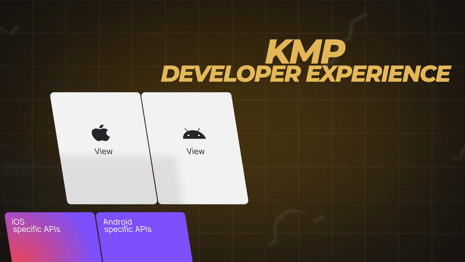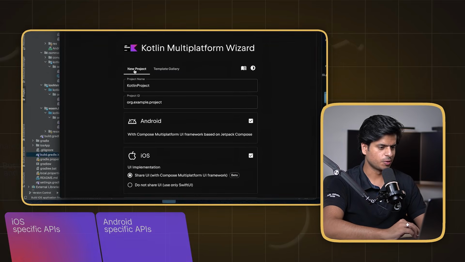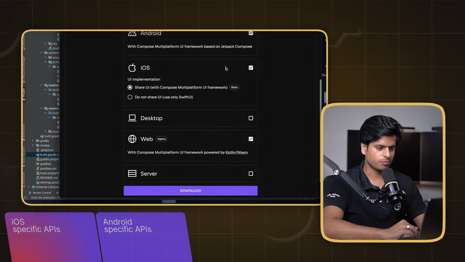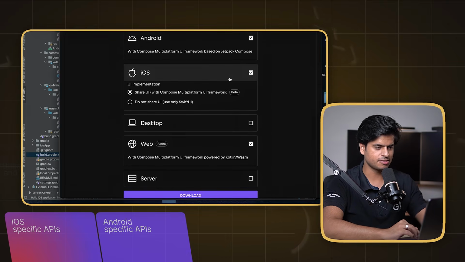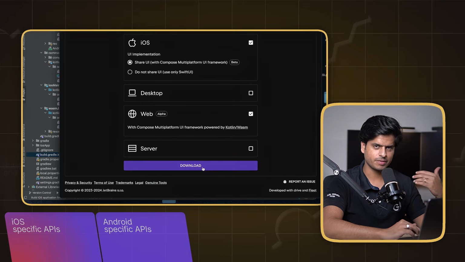Okay, let's talk about KMP developer experience now. I recently started with KMP, and the first page that they've built is really amazing. You start with this Kotlin Multiplatform wizard. You can add your project name and project ID, and from here itself, on this web page, you can select what platforms you want to cover. The moment you hit download, the project will be downloaded and you will be able to import it into IntelliJ or Android Studio.